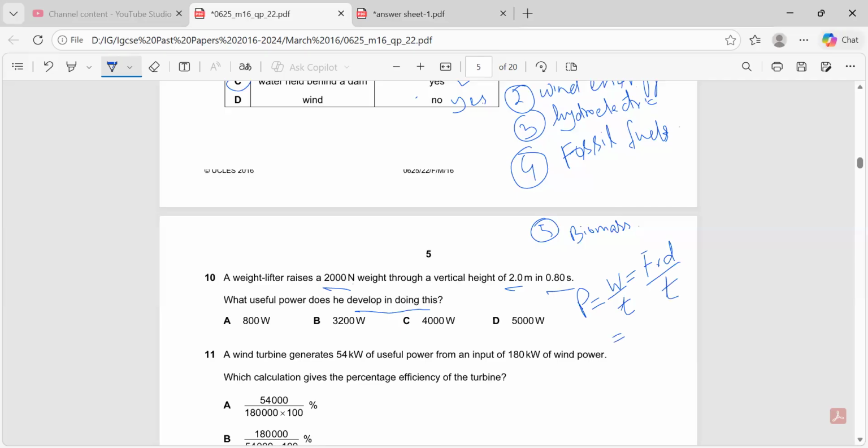So what is the force, dear friends? Force is 2000 times distance, which is how much? 2 meters. Over time, which is how much? 0.80 seconds.